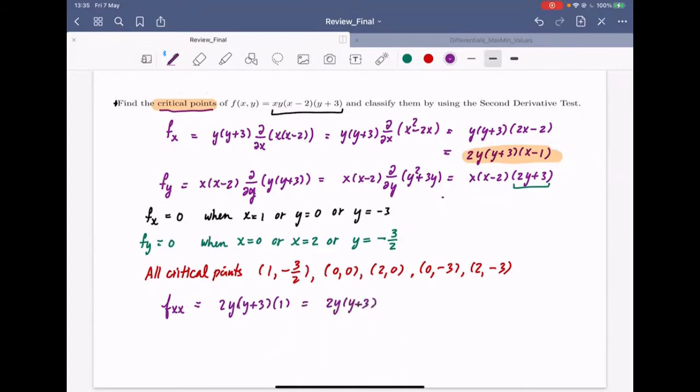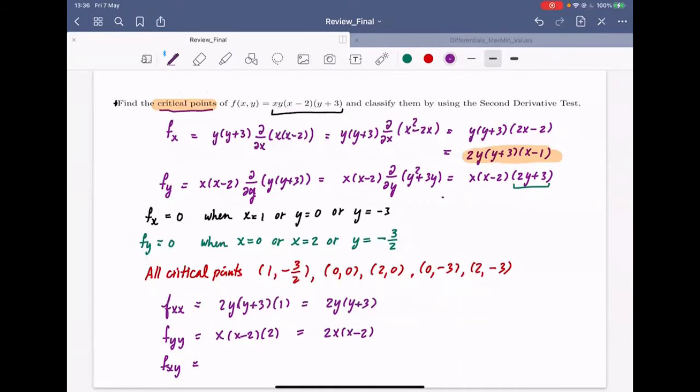Well, you just need to differentiate x minus 1 with respect to x, you get 1. And then fyy, and then fxy. For fyy, you differentiate this with respect to y, so you get x times x minus 2 times 2, which is going to be 2x times x minus 2. Okay, not that terrible, right?